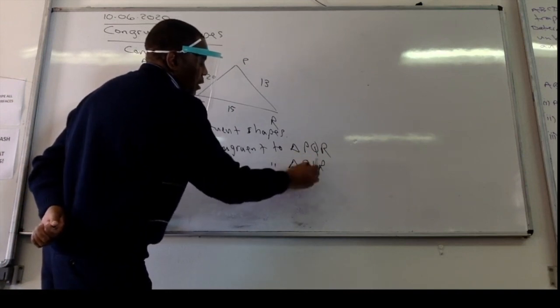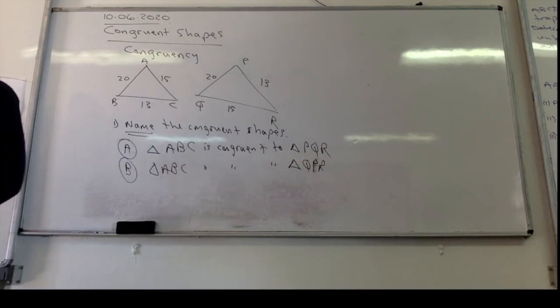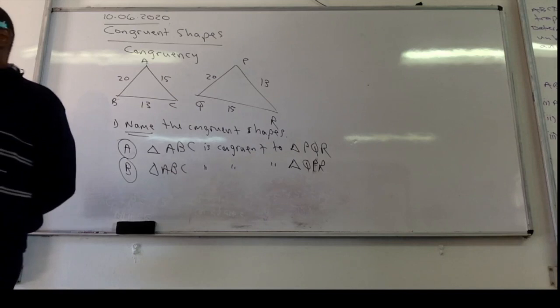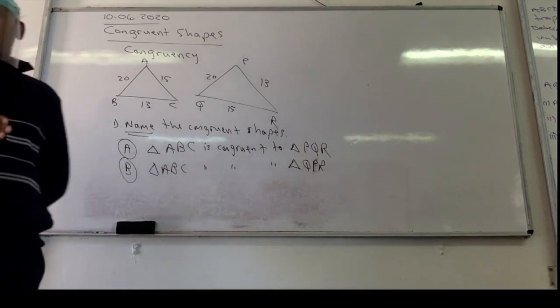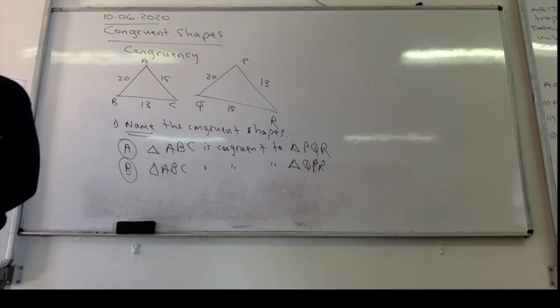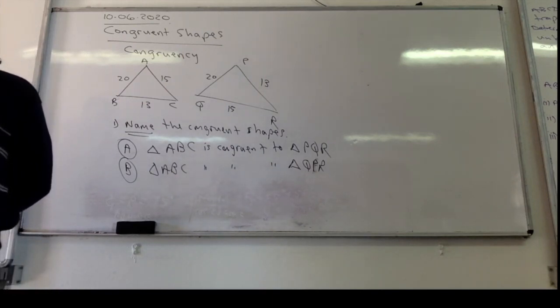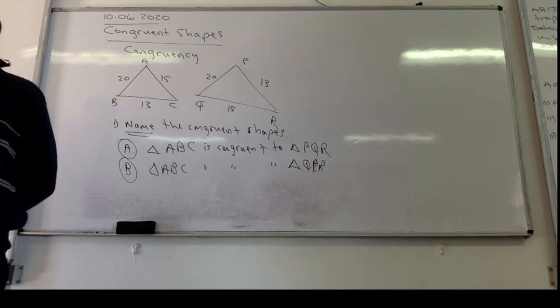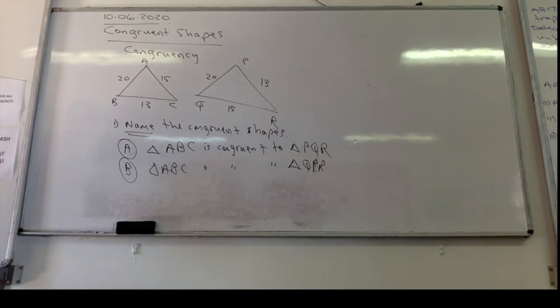Okay, so you think QPR. So ABC is congruent to QPR. You are naming the same triangles, right? Do you see that? Yes. But do you see that the order in which you are naming these triangles is different? And when you are naming congruent shapes, you will need to pay attention to the order. You don't just name them; you name them in the right order. And this is the right order.